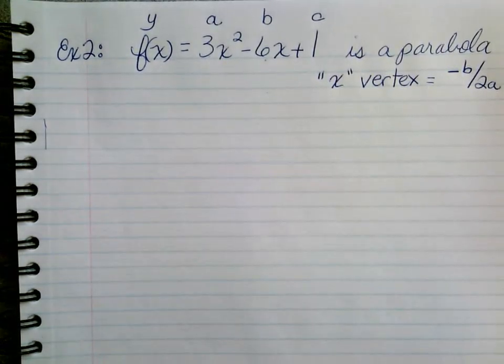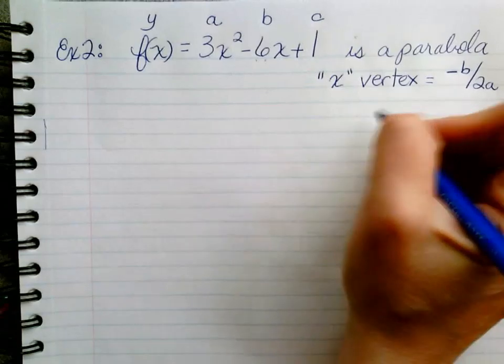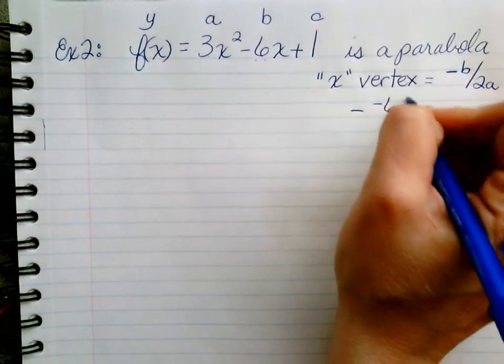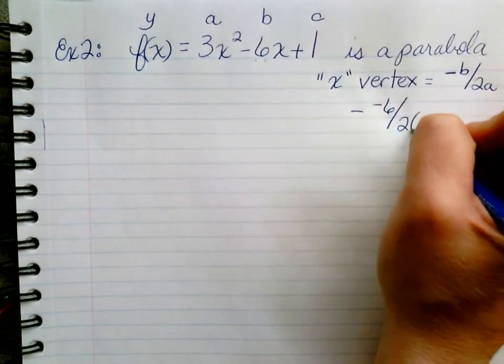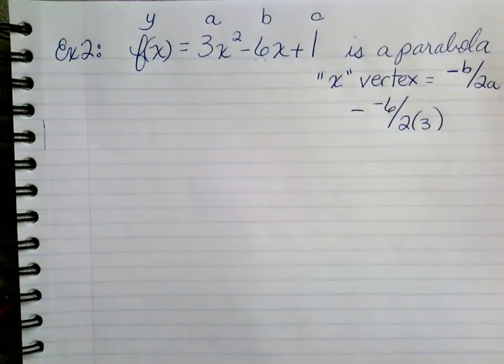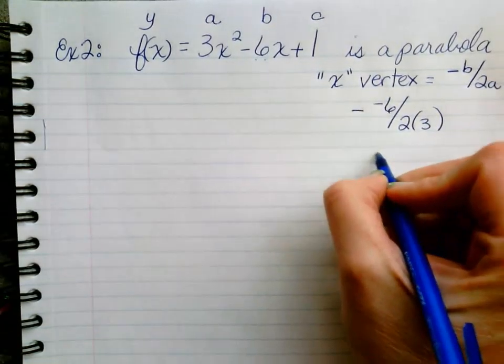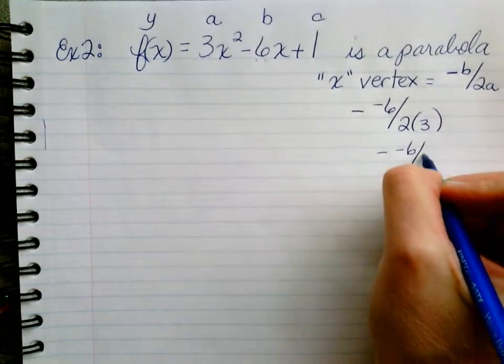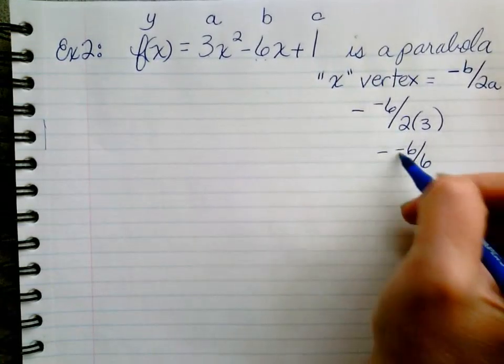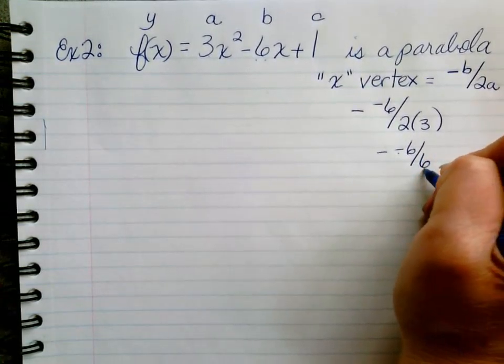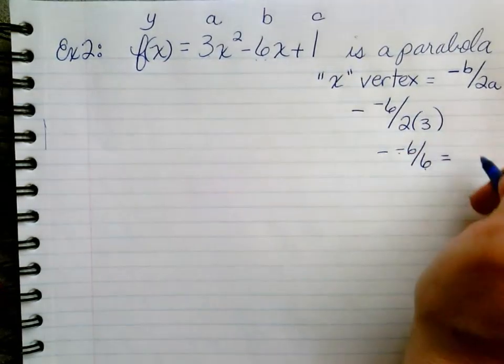If I give you the x value of the vertex, can't you find the y from that? You can. All right, let me just walk you through it and show it to you. So the opposite of b over 2a, right? So the opposite of negative 6 over 6. So negative 6 divided by 6 is negative 1. Negative 1's opposite is a 1.